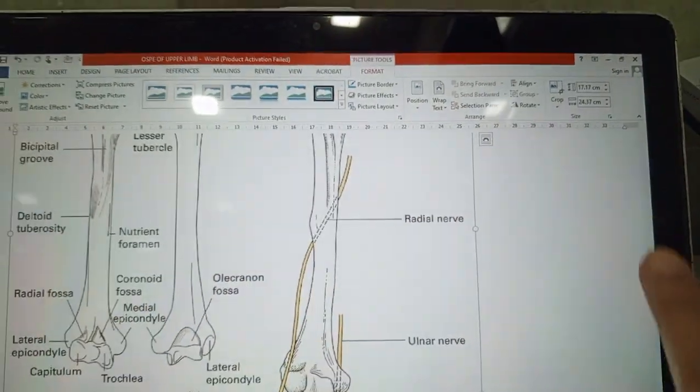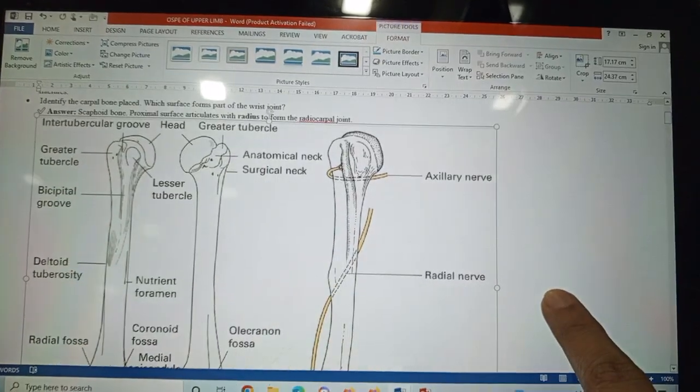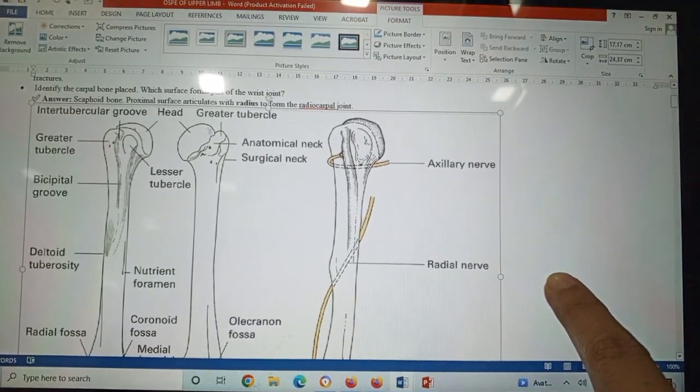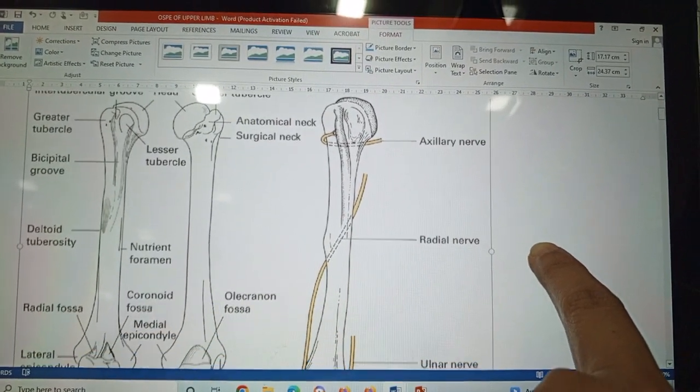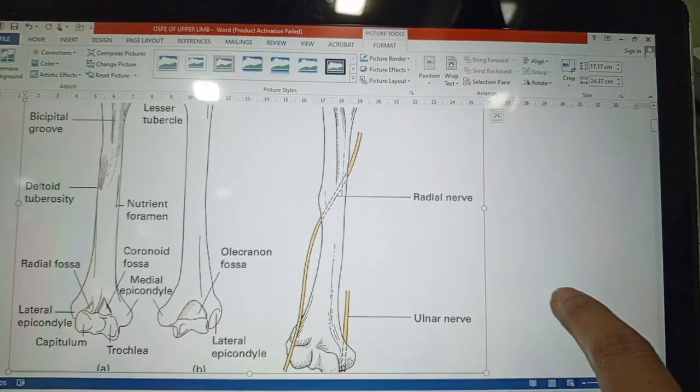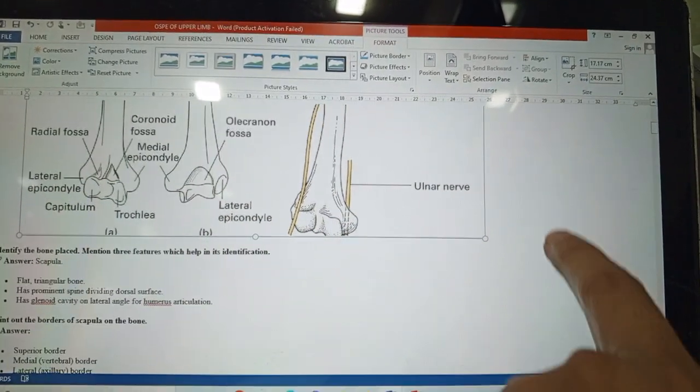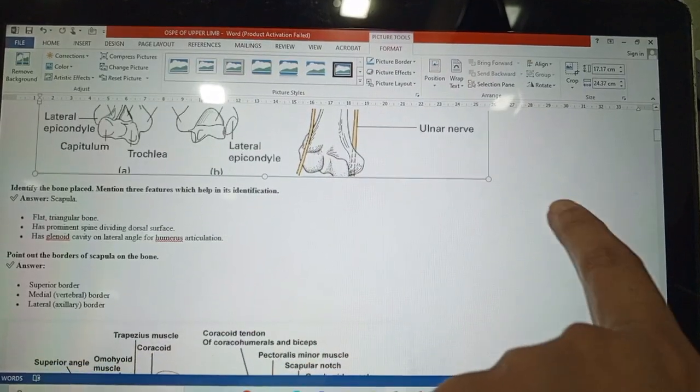Okay, now the question can be asked to you that please tell me the nerves related to that bone. Axillary nerve is present on the surgical neck of the humerus, radial nerve is present on the radial tuberosity, and ulnar nerve is also present on the medial epicondyle of the humerus.